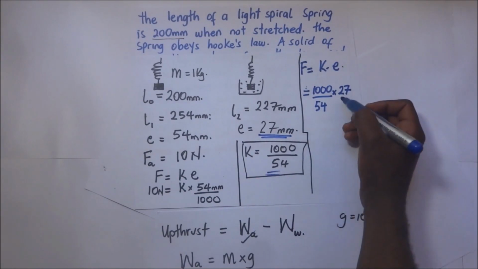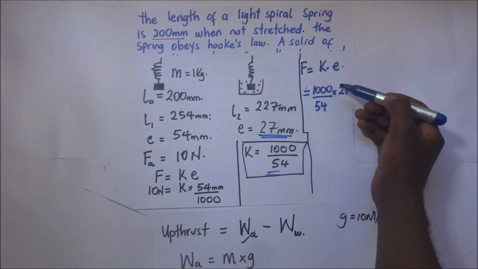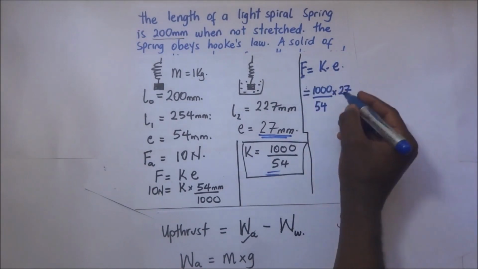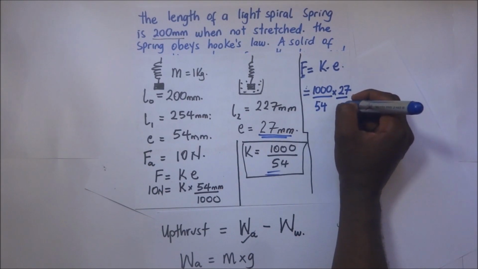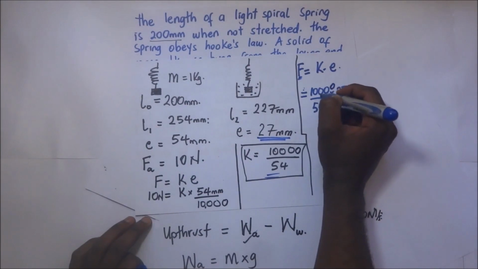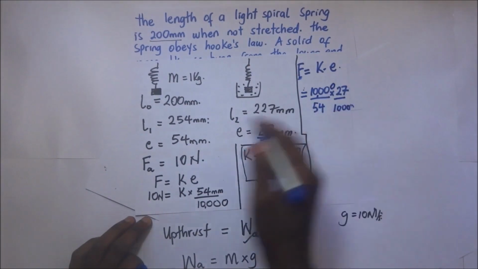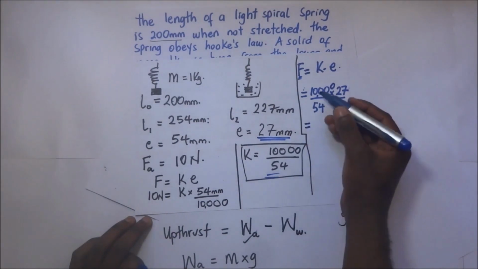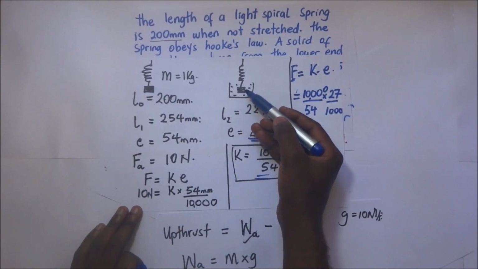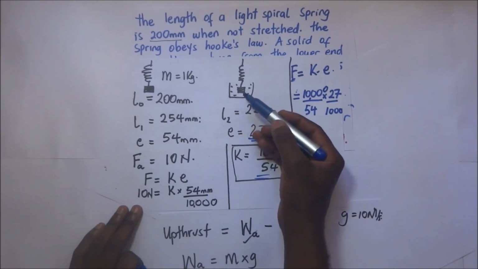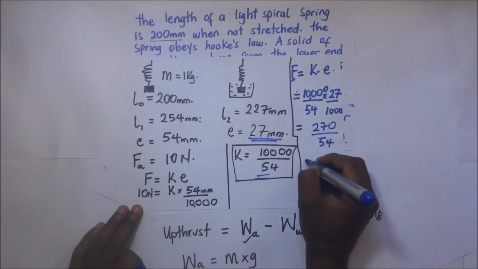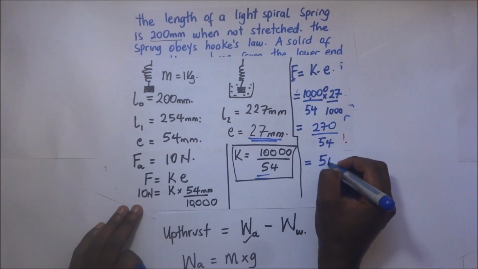But now, since this is 27 millimeters, we convert it to meters to harmonize the units, because even the force we're supposed to be getting here is supposed to be in newtons. So we divide that by 1,000. So this is 10,000 times that, divided by 1,000. So to get the force, the weight of this thing when it is in water, we end up with 270 divided by 54, and our answer in this case is 5 newtons.